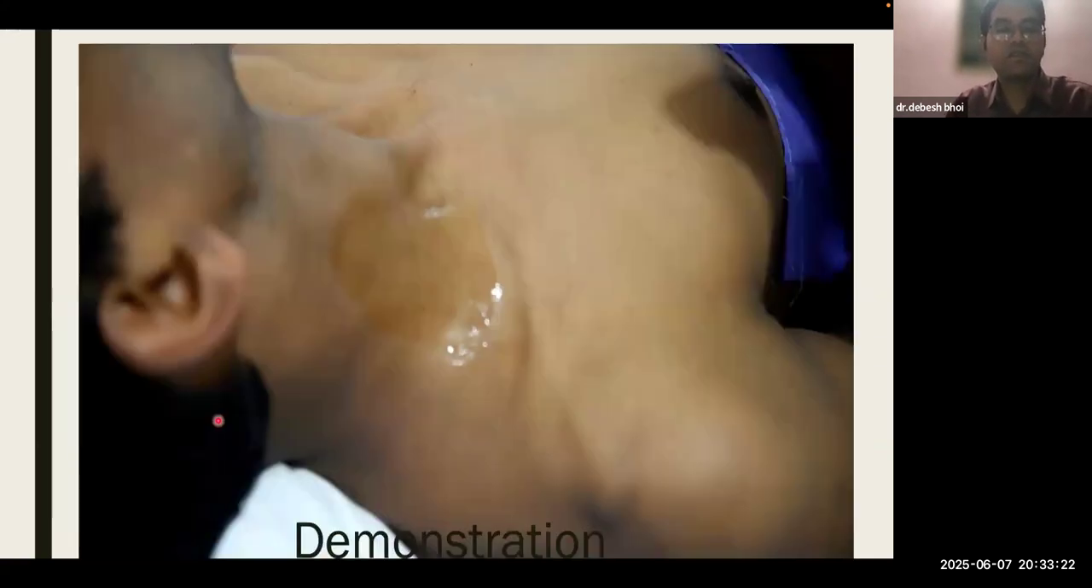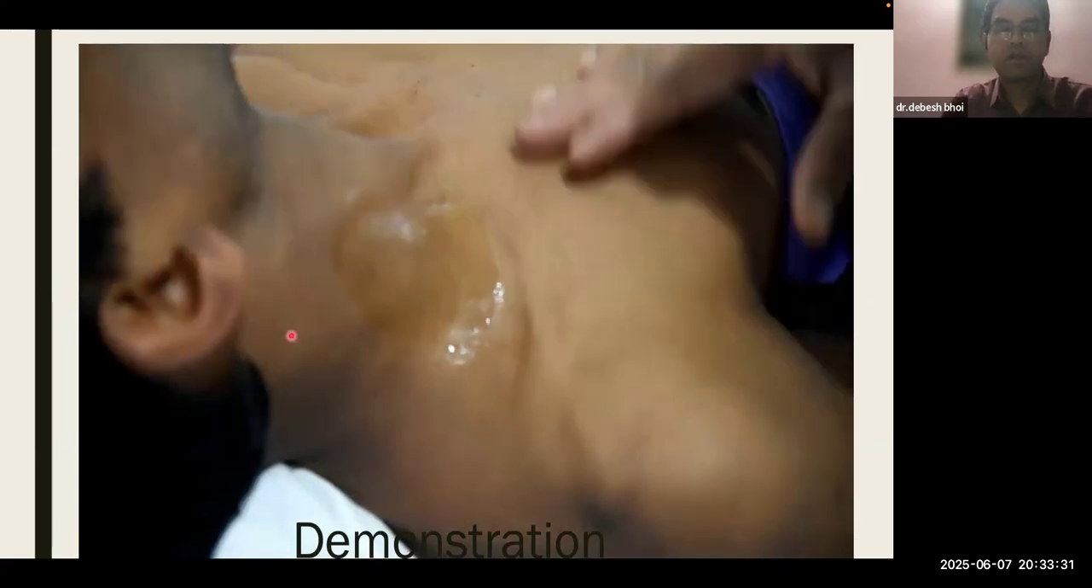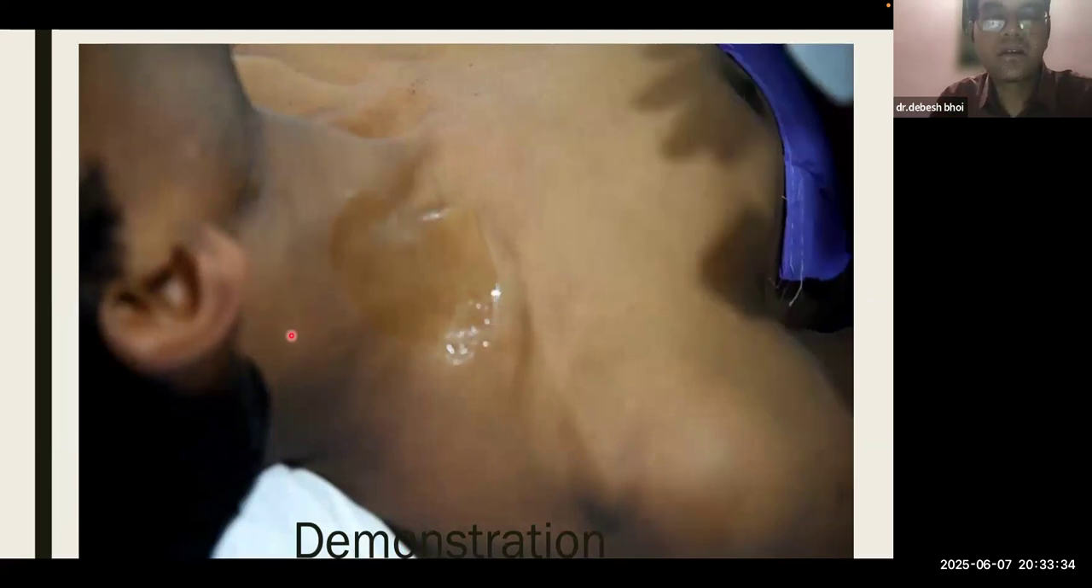So the same thing, just to demonstrate, you can see. Now I'll show you another important block that is related to the brachial plexus. Is it audible? It's okay.